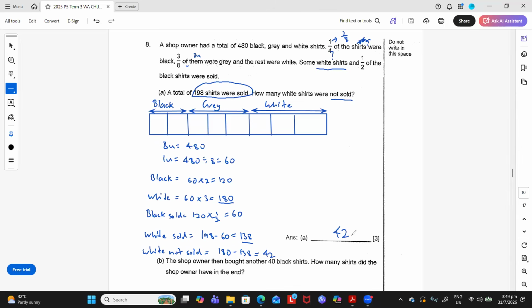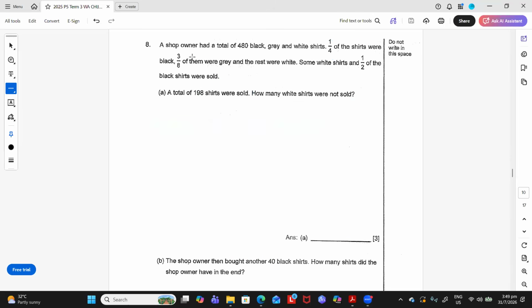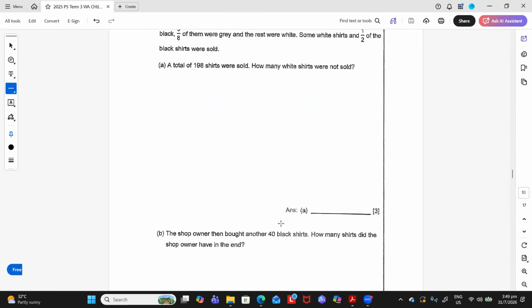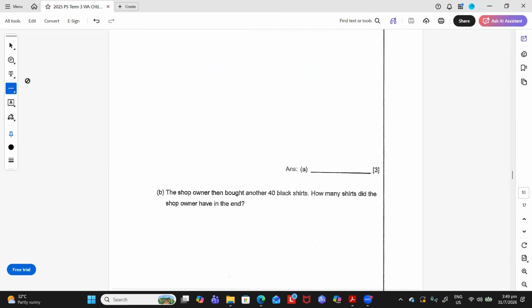Okay, part B. The owner bought another 40 black shirts. How many shirts did the owner have in the end? Okay, so this one, very easy. Owner start out with 480, right? Sold 198, and then he bought 40. So just take 480 minus 198. Then he added back 40. He's left with 332.